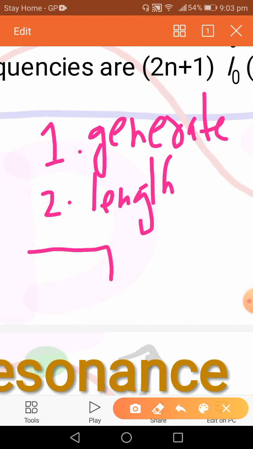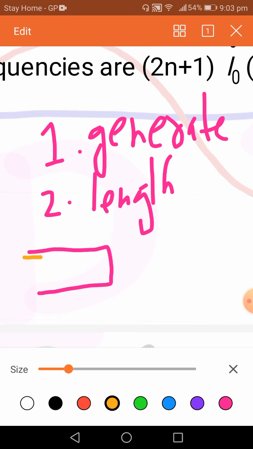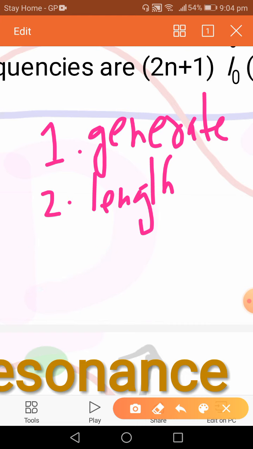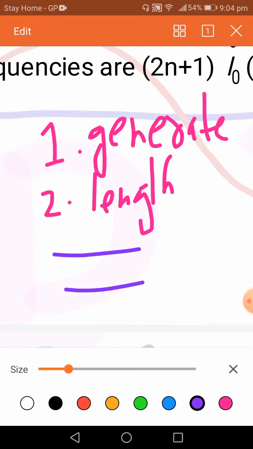For example, in case of one end open and one end closed, the first resonance looks like this. The first resonance has the minimum number of nodes and antinodes. At the closed end we have a node, and at the open end we have an antinode. At each subsequent resonance, the number of nodes and antinodes will increase by 1 each time. So how many nodes are here? We have one node and one antinode, so this is the first resonance, and in the second resonance we will have 2 nodes and 2 antinodes.